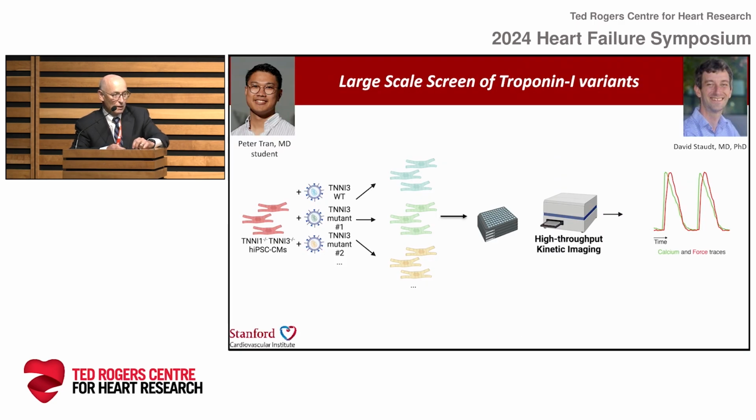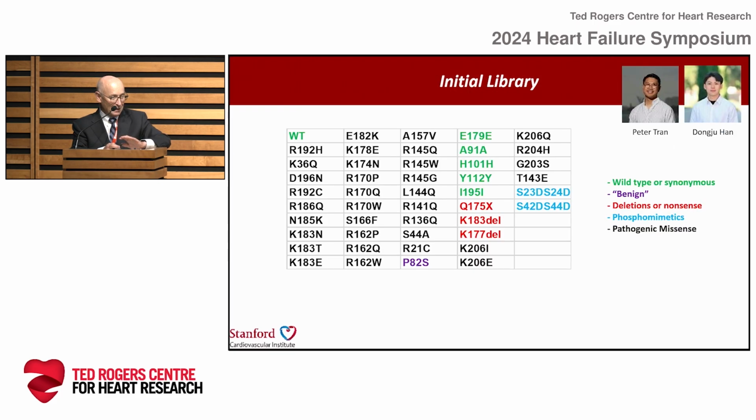Okay, so armed with this, we can try to disambiguate variants in ClinVar. And so we've made a chassis, a cell that doesn't have any troponin I3, troponin I1, and now we take lentiviruses and we put back in troponin I3 with different mutations. We want to go through the entire ClinVar, but what we did is we took about 45 variants just to work out the assay. These are the initial library that we did. This was a medical student, Peter Tran, in the lab, and a visiting undergraduate, Dongzhu Han, who did this experiment.